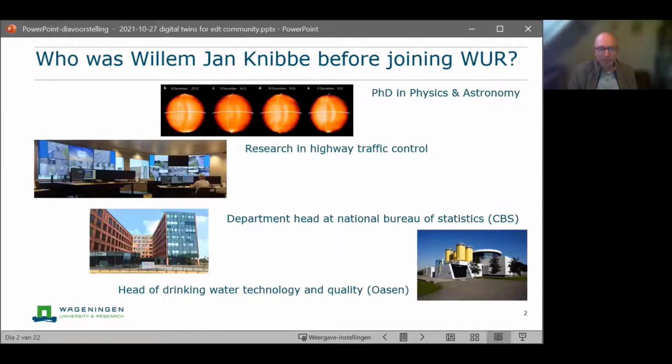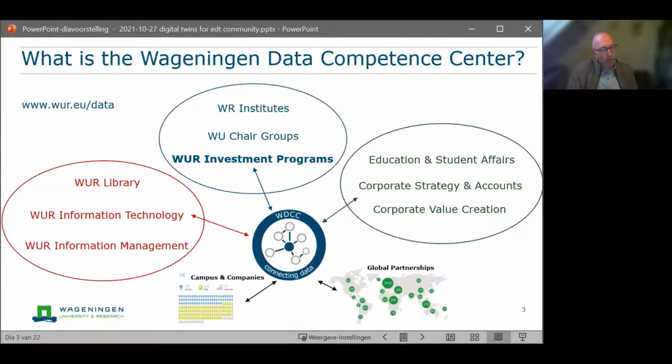This has already been very nicely covered by Luc, so I can be very brief about this. I have indeed a PhD in physics and astronomy from the Free University in Amsterdam. I have been working at the Dutch Highways Agency, so-called Rijkswaterstaat, in traffic and control. And actually, I will use this background to somehow introduce the work on digital twins that we are doing now in Wageningen. And indeed, I've been working at the Dutch National Office of Statistics and at the drinking water company. This all happened before 2017, when I joined Wageningen University and Research.